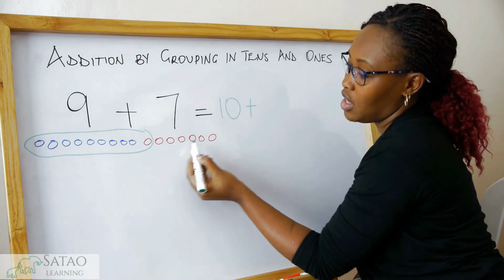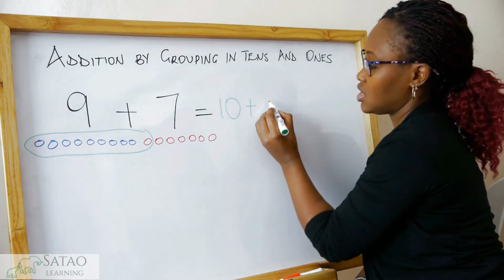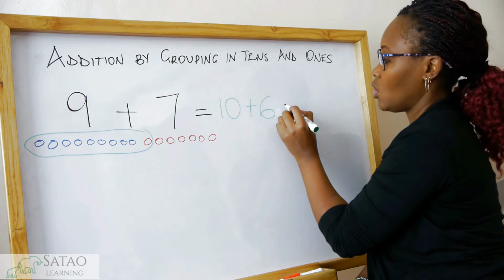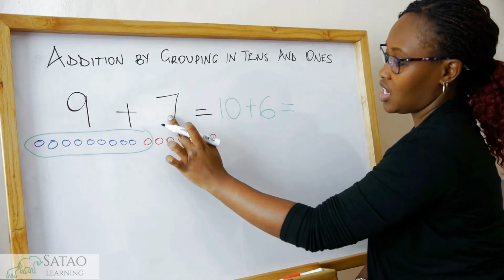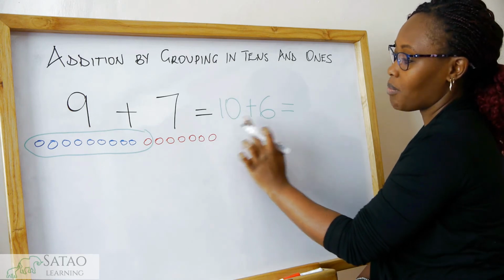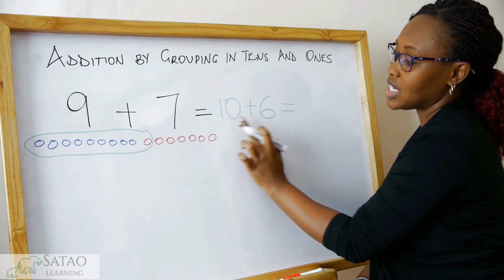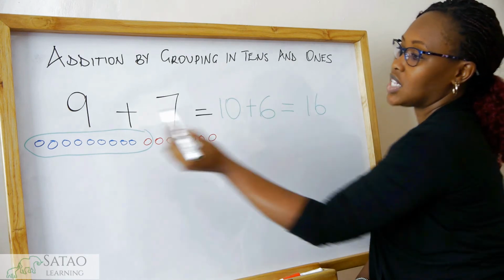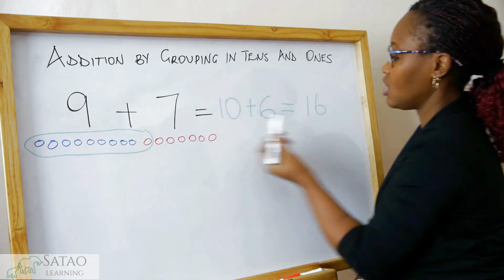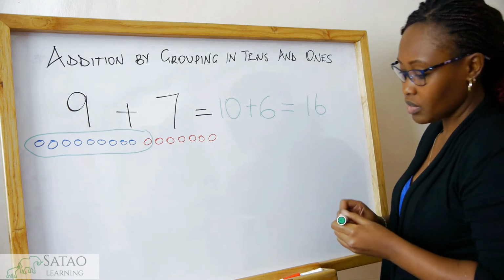1, 2, 3, 4, 5, 6. 6. So that tells us that 9 plus 7 is the same as 10 plus 6. And we know that 10 plus 6 equals 16. So 9 plus 7 equals 16.